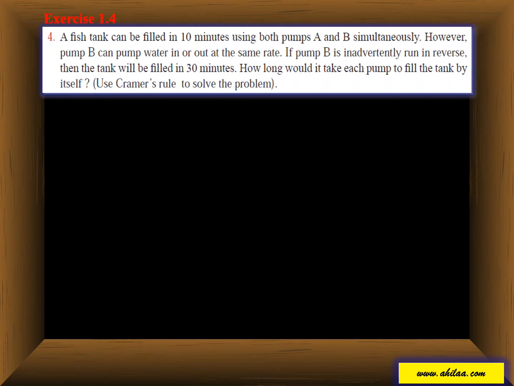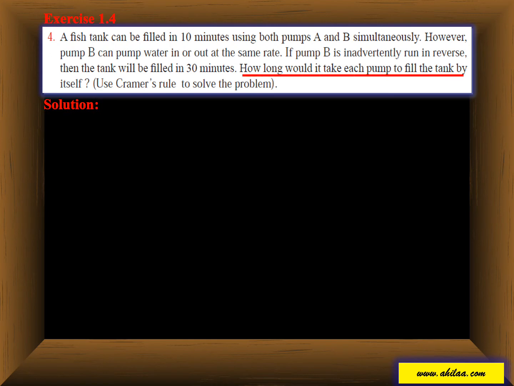Exercise 1.4, fourth problem. A fish tank can be filled in 10 minutes using both pumps A and B simultaneously. However, pump B can pump water in or out at the same rate. If pump B is inadvertently run in reverse, then the tank will be filled in 30 minutes. How long would it take each pump to fill the tank by itself? Use Cramer's rule to solve the problem. Let us see the solution.